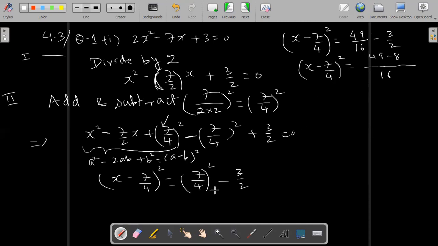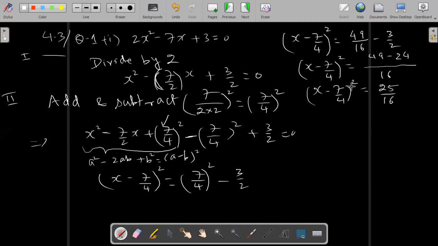7 sevens are 49. 4 fours are 16. So 8 threes are 24, sorry. So this will become 24. So 49 minus 24 will become 25. So it will become (x minus 7 by 4) whole square is equal to 25 by 16. So mostly on the right hand side you will get a perfect square.